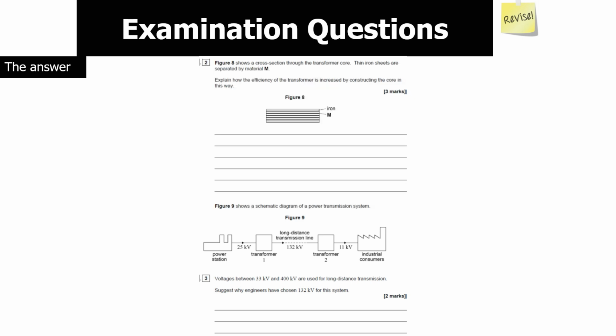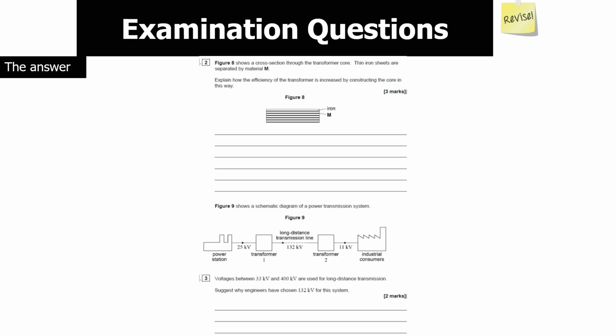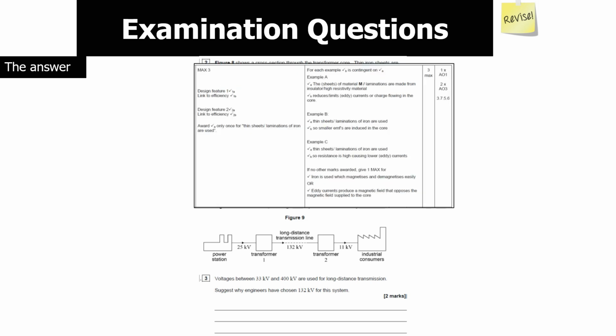Now, because if you look at the question, it's 3 marks, we need to think about other features of this which will increase the efficiency of the transformer. Well, you've got to think of the idea that because we're using thin sheets or laminates of iron, we'll get smaller EMFs induced in the core, so we won't get that high enough eddy current. And also we'll note that the thin sheets of iron are used, so the resistance is going to be higher, so as a result, once again, our eddy currents will be lower. Now, the other thing to note is it makes a big deal that we're using iron in the core. Now, the iron is important because the iron can magnetize and demagnetize very easily. It's a soft magnet, so therefore it's not going to have much energy loss due to hysteresis.